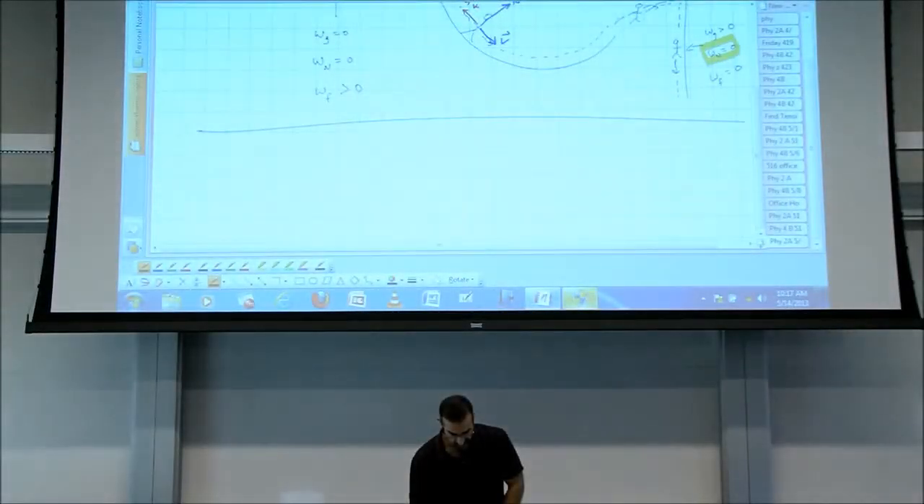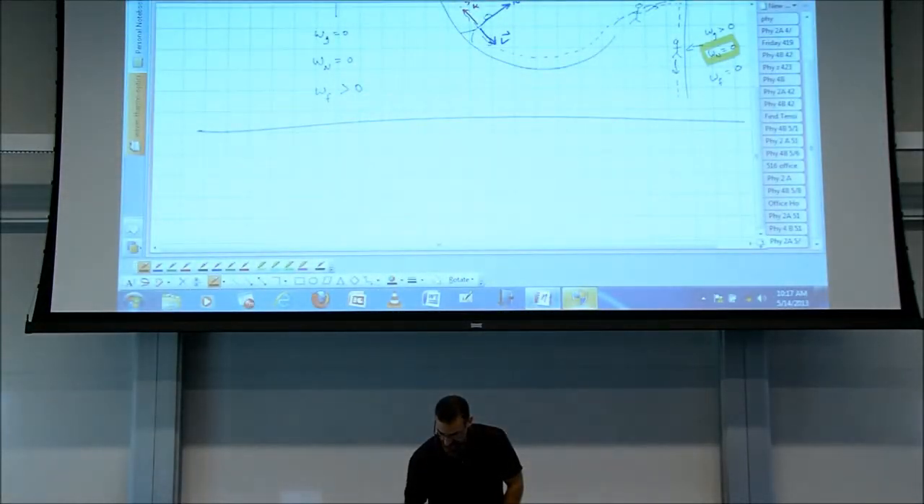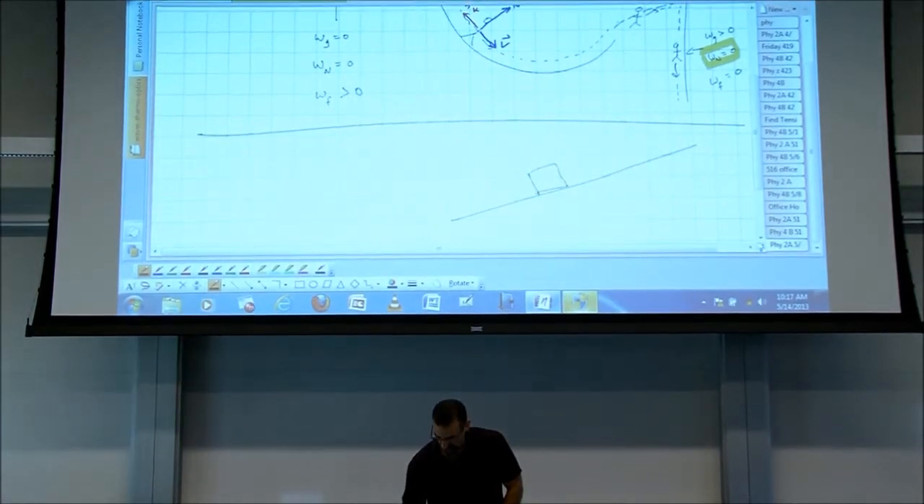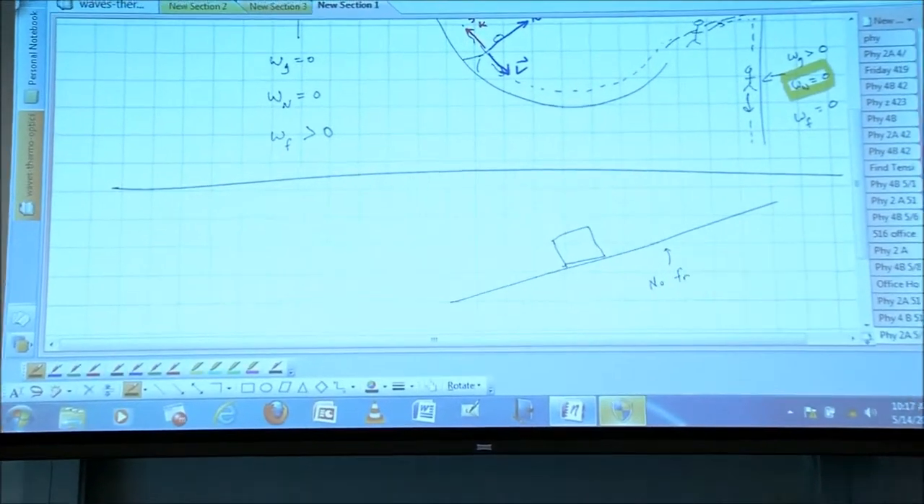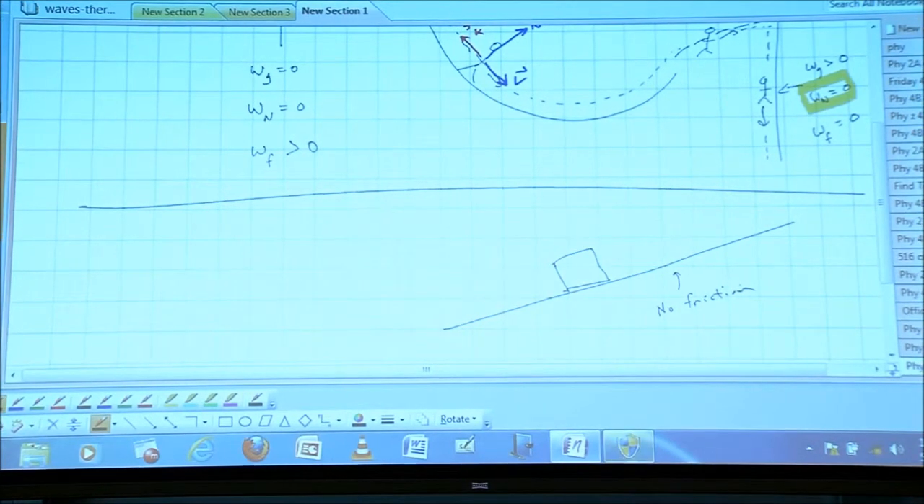So let's do a simple example. We've got a block being pushed up an inclined plane. Let's make it frictionless at first. So we've got F push being applied to our block, and it's moving up from point A to point B.